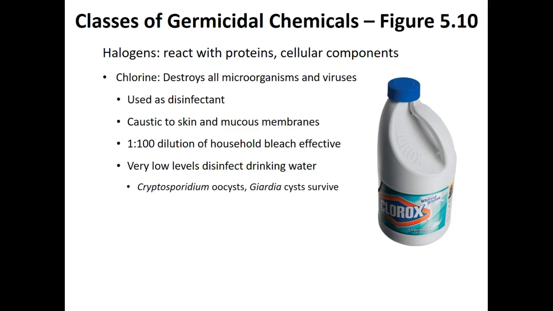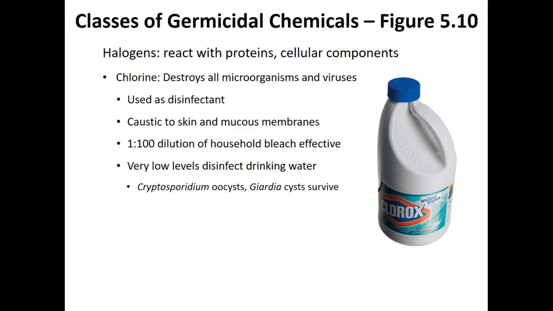The halogens react with proteins and cellular components. The most common halogen, by the way, halogens are a group of chemicals on the periodic table, the most common halogen that's utilized is, well, chlorine. Chlorine bleach typically is going to be what we most commonly see, and it's usually recommended to use that in a dilution with water in order to cause it to be more effective. As we can see here, it is a disinfectant, so it would not be a sterilant. The drawback is that it can be irritating to skin and mucous membranes.